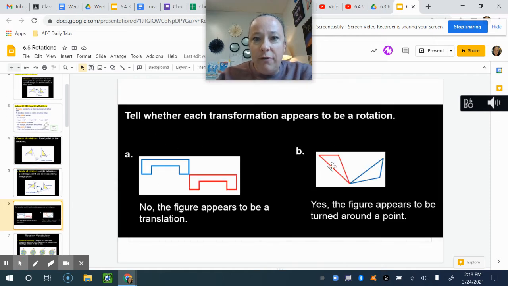Now tell whether each transformation appears to be a rotation. This one does not. This one is just a slide. It's a translation. This one, yes, our fixed point is right here, and we are rotating this way, counterclockwise.